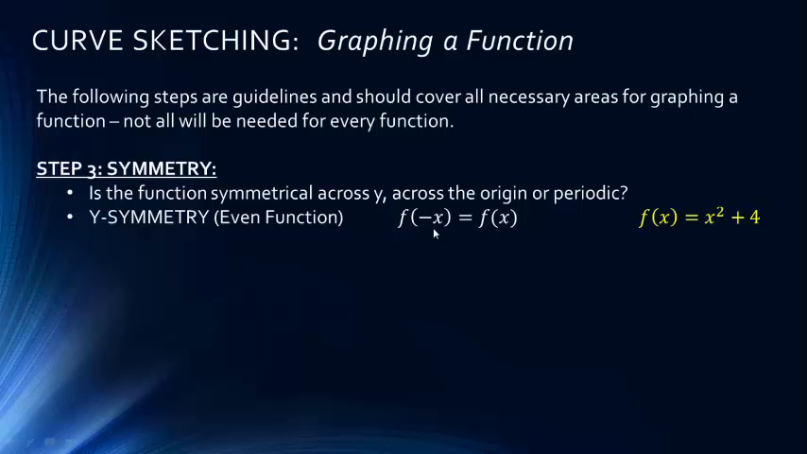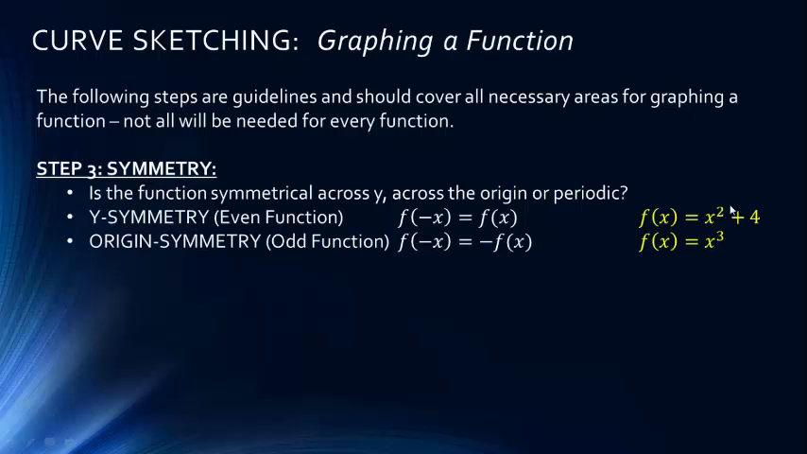So when there is y symmetry, we call this an even function. And what happens is, when we substitute in a negative x into the equation, we get back the same equation. So notice that f of negative x is the same as f of x. So when we look at this equation to the right, x squared plus 4, if we substitute negative x in for x, we get the quantity of negative x squared. Well, negative x times negative x is just x squared, so we get back to the exact same thing. So this is an example of y symmetry.